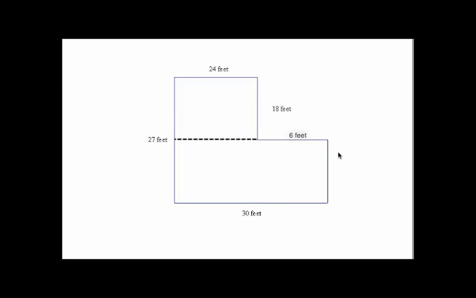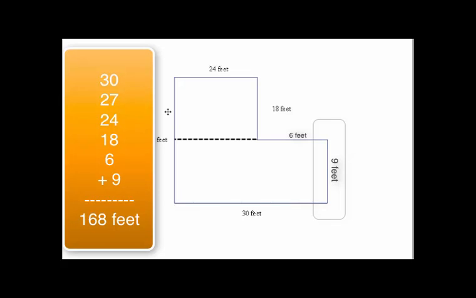We do the same thing to find our missing height here. We know the total height is 27 and the height here is 18, which gives us a height of 9 feet. So now we can add up all of our sides: 30, 27, 24, 18, 6, and 9. When we add those together, we get 168 feet. So the perimeter of our composite figure is 168 feet.